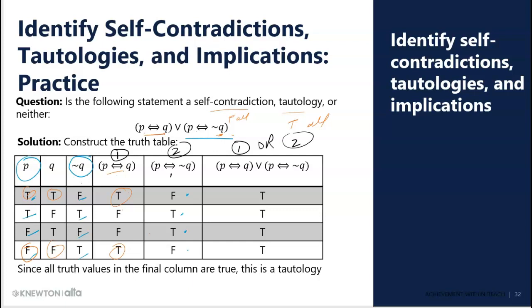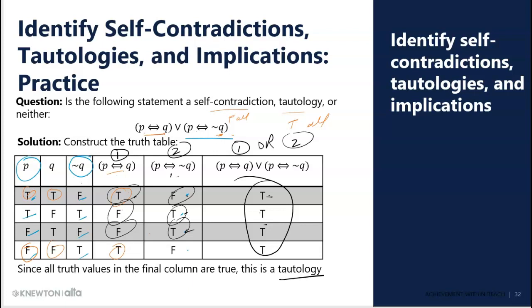So I'm looking at these two columns here. I have a true there, so that's true. I have a true there, so that's true. I have a true here, so I'm looking at this, one of them is true, this and this, one of them is true, this and this, one of them is true. So this is a tautology because the final output was entirely true.